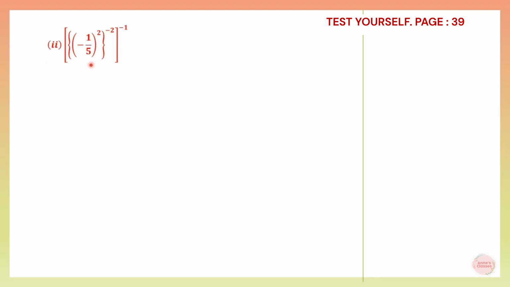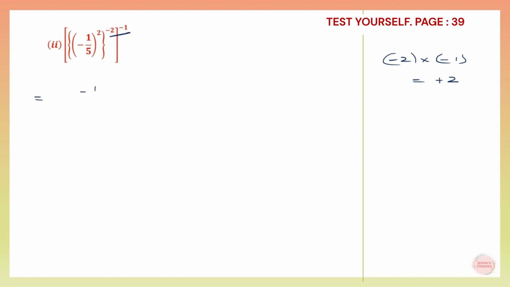Question 2. Now here we have minus 1 by 5, which is raised to the power of 2. Now that is raised to the power of minus 2 and that whole thing is raised to the power of minus 1. So first thing we have to do is multiply the powers. Let's multiply these two powers first. So that is minus 2 into minus 1. So we know minus into minus is plus, 2 ones are 2. So that becomes 2.